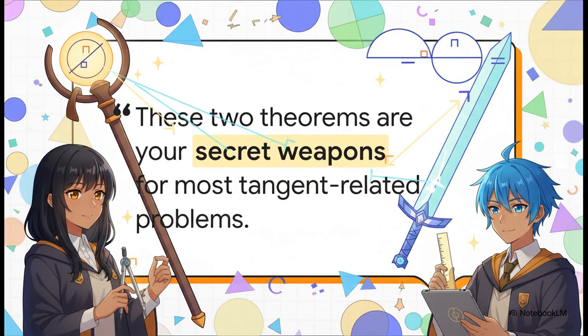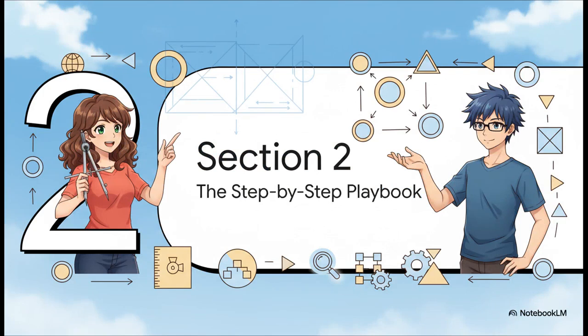And I'm not kidding when I say this. These two theorems are pretty much your secret weapons. The first one gives you right angles out of nowhere, and the second one gives you equal sides. Just with these two ideas, you can solve an amazing number of problems. Okay, so we've got our tools. Now, the question is, how do we actually use them without getting all jumbled up? Well, that's where a good strategy comes in.